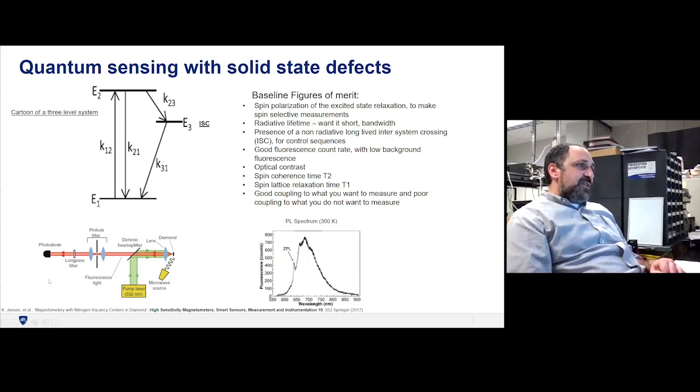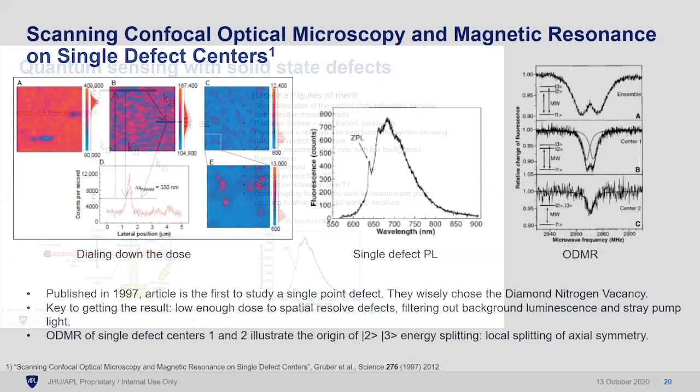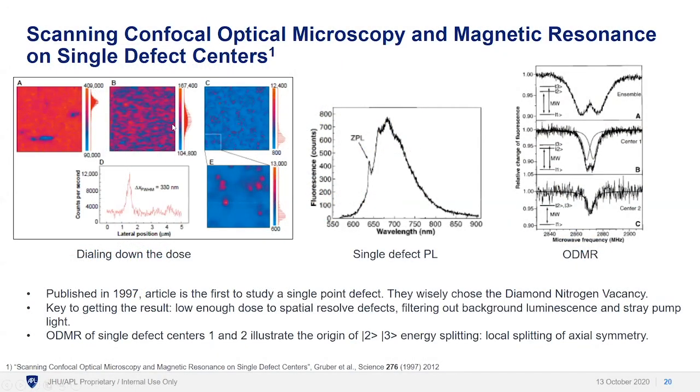And here's a basic experimental setup where you have your pump laser, 532, you have a special mirror that reflects green light but lets red light pass. It's called a dichroic, 2-color. So here's that beautiful article. They irradiated this diamond with nitrogen. They dialed down the dose until they could see these little fluorescing spots. And they were able to do optically detected magnetic resonance on it.